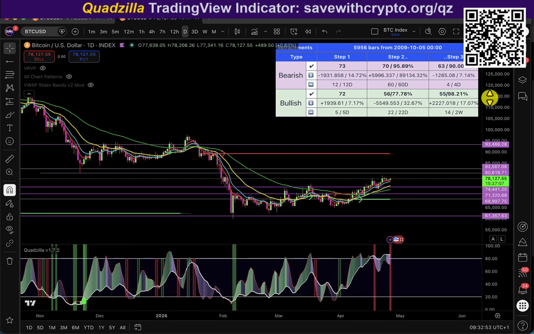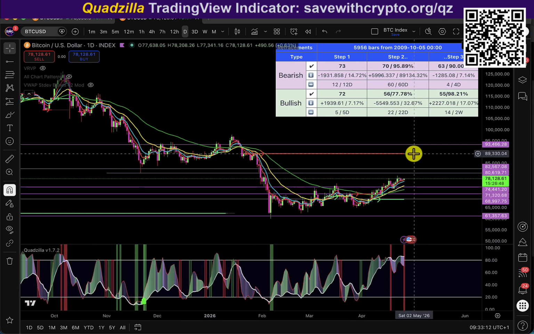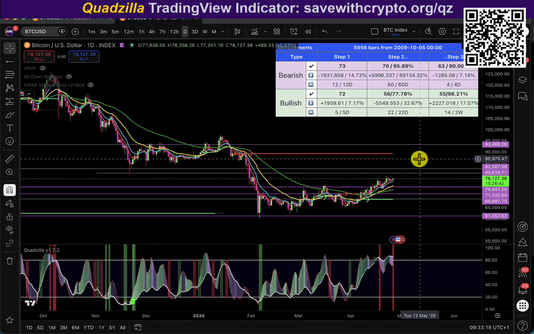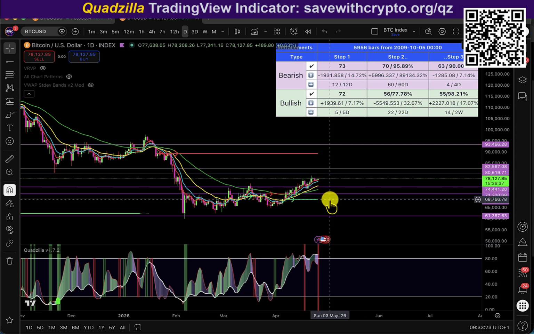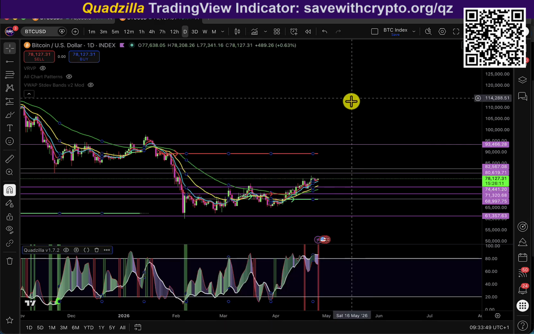So you can see here on the daily time frame that the green retracement levels, the bullish ones, complete 77.78% of the time. The bearish ones complete 95.89% of the time. Okay, so the next one of those is up here at 89,380. And there's a slightly less probable bullish one down here at 68,766. So I'd say that we're probably looking at more upside.